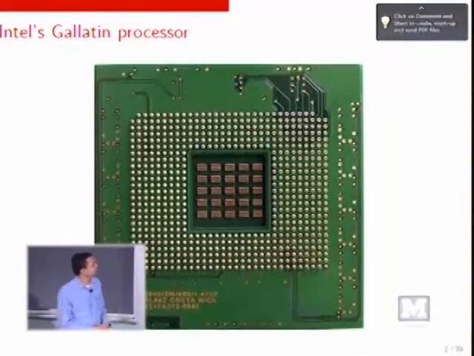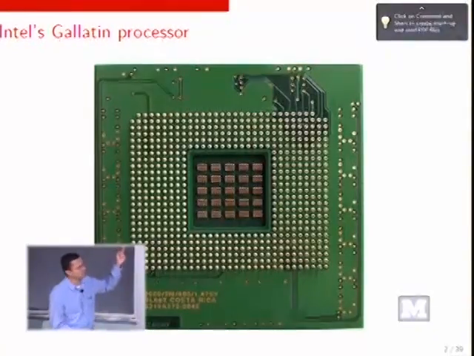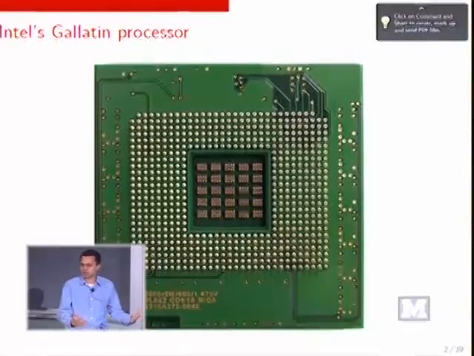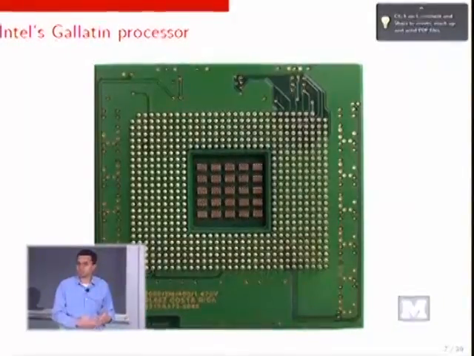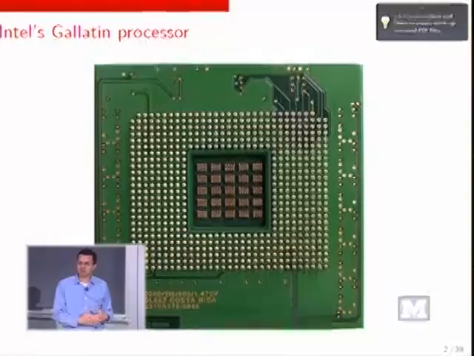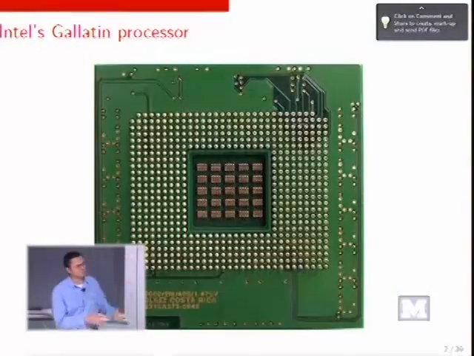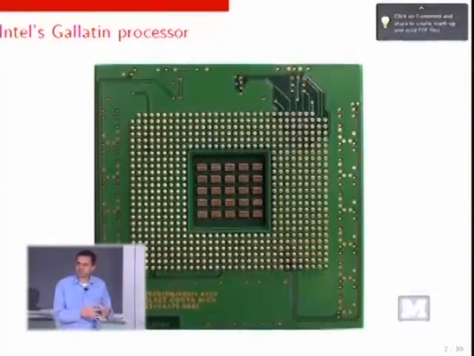What you're seeing in this picture are various pins, copper pins that are sticking out of the chip. These are the pins through which information goes into the processor and information comes out of the processor. For example, if you run a program or browse the web, lots of signals are going into the processor through these pins, and a lot of signals are coming out of the processor through these pins.